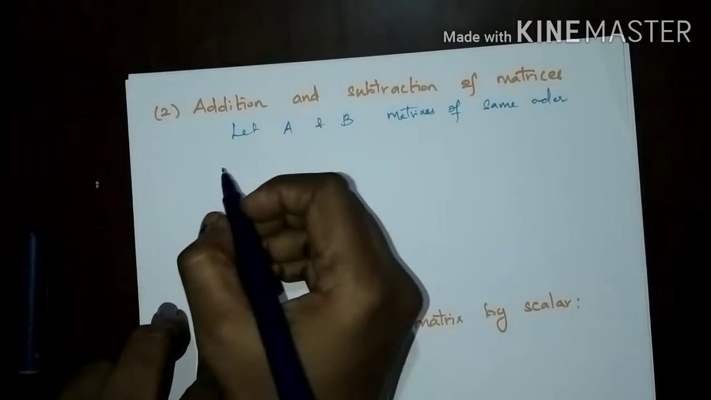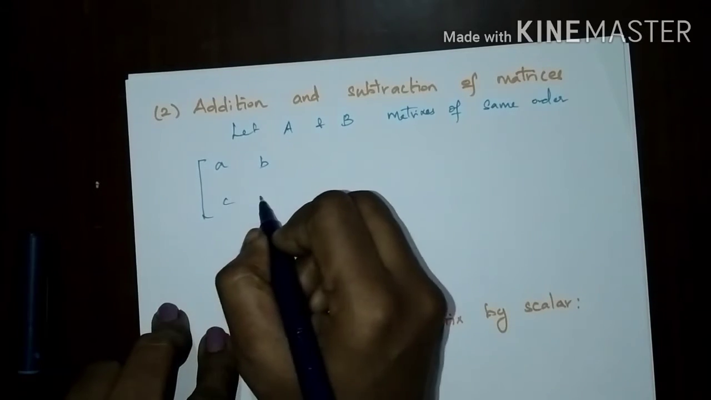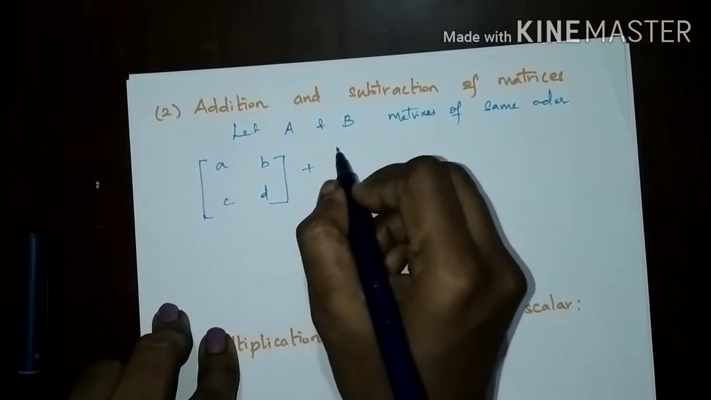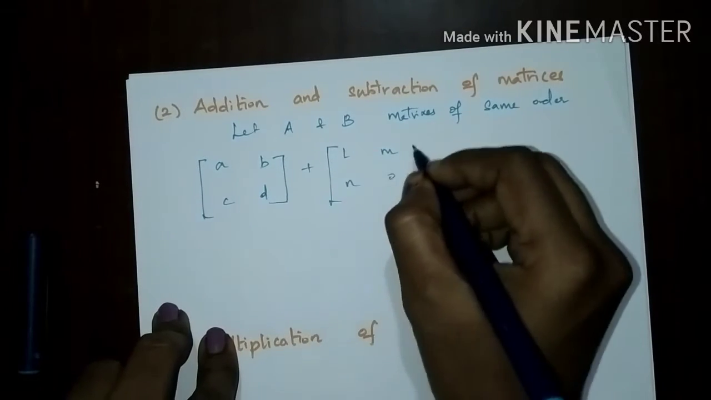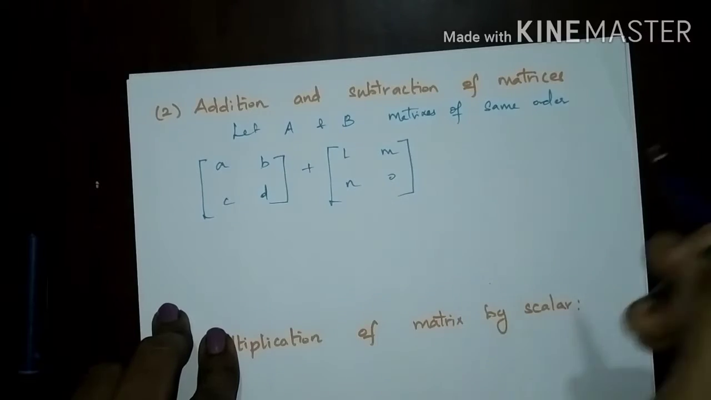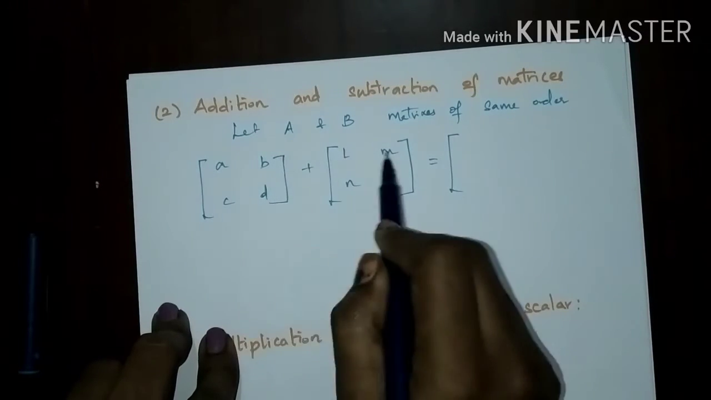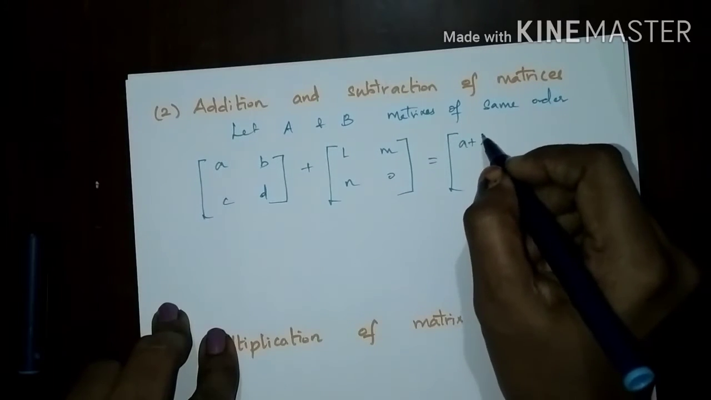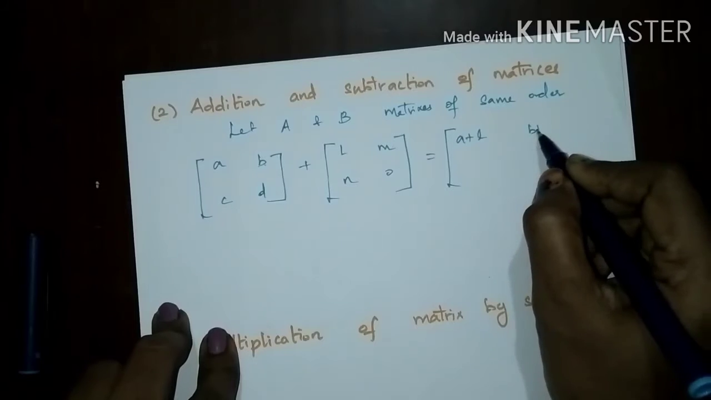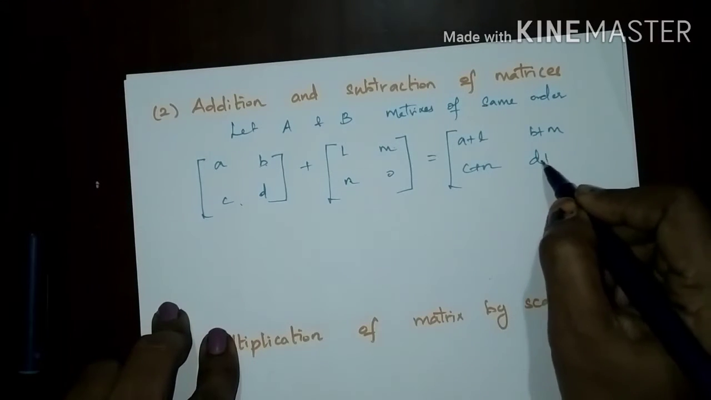We can take an example. Let A be a matrix of a, b, c, d and take a matrix B as l, m, n, o. Both are of same order. Right? At that condition only we can add both the matrices. Okay? a plus l. The corresponding elements are added. b plus m, c plus n and d plus o.